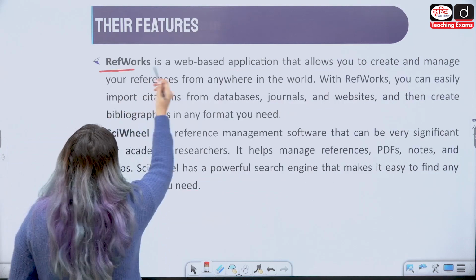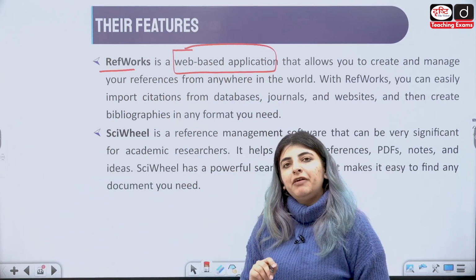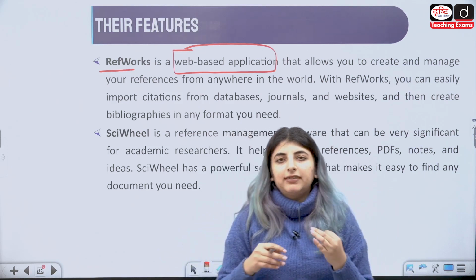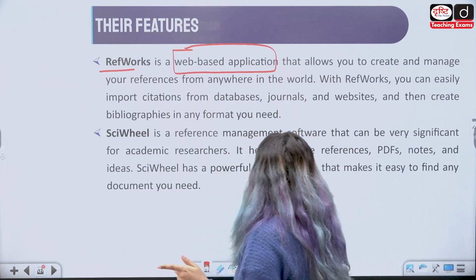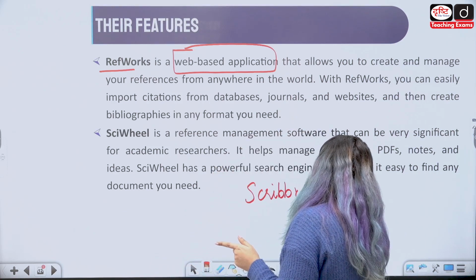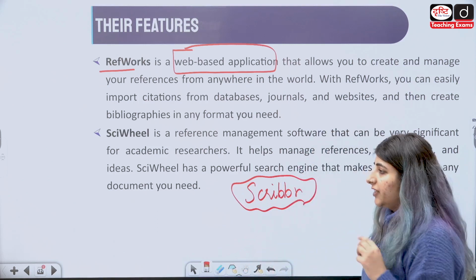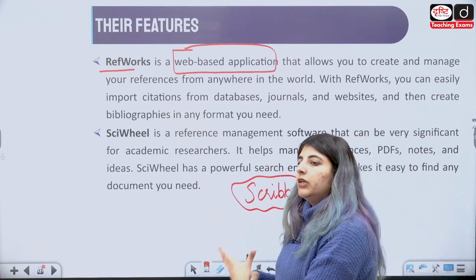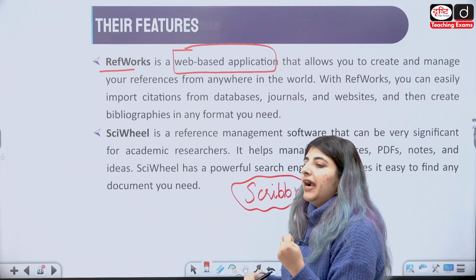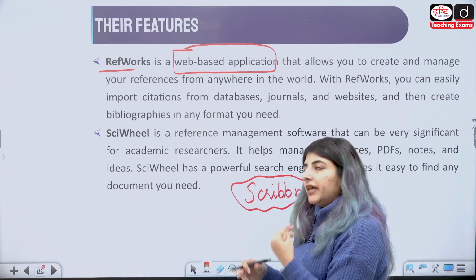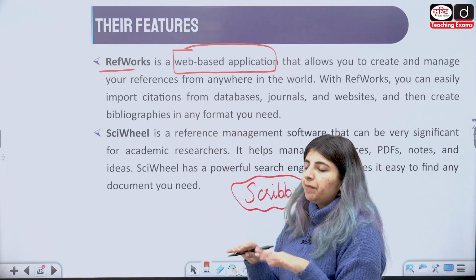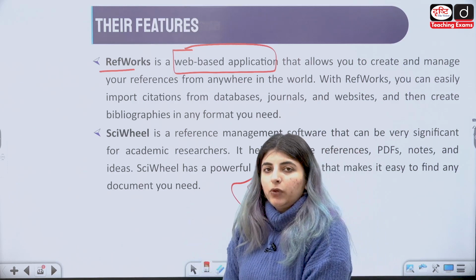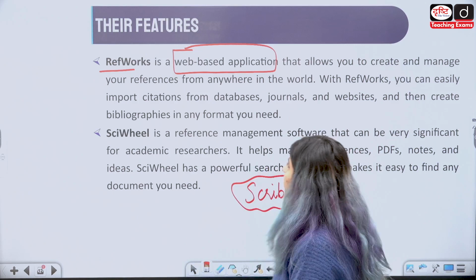Then we have RefWorks, a web-based application. What do we mean by web-based application? It means that just as Scribr, Scribr is also a tool which is there for citation purposes, giving you another name here that I just recalled. So what happens there is, you can go online through your Google browser, go to your search engine and type Scribr or type RefWorks, and you will be redirected to the website. So you can download on the website itself. You will not have to download the application separately, right?